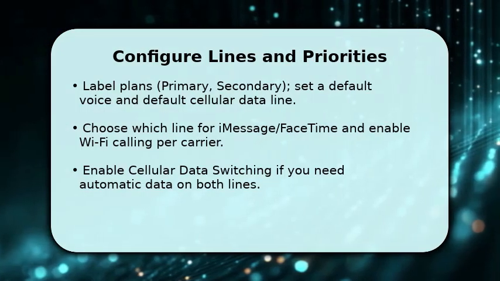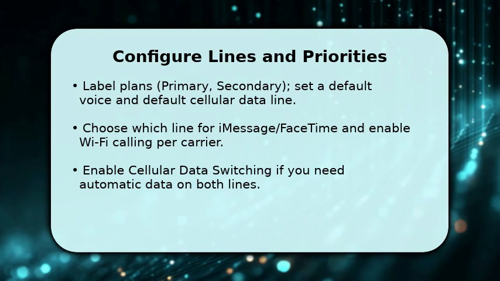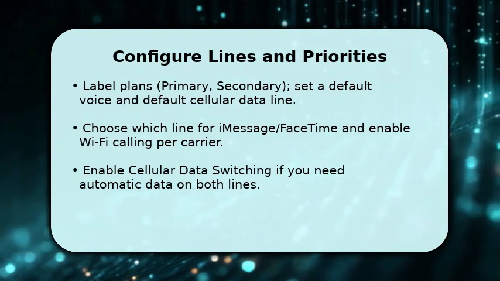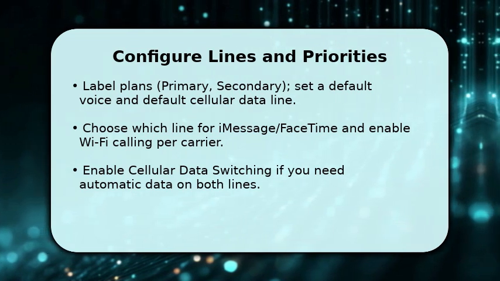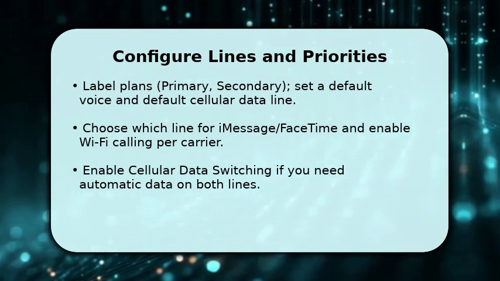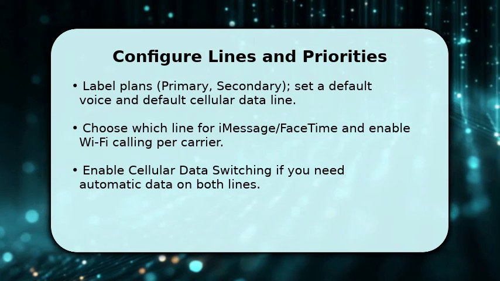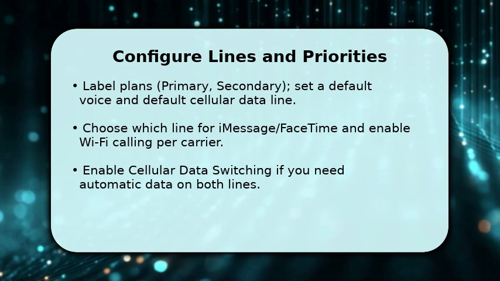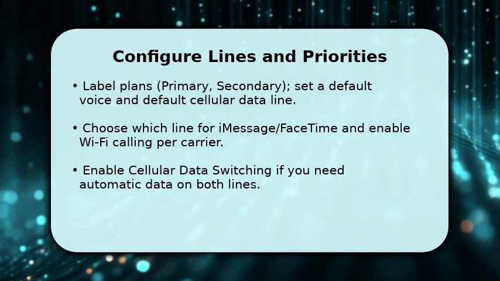Now configure how the two lines behave so you avoid surprises. You should label each plan in Settings, Cellular so you can tell them apart. Then choose your default voice line and which line handles cellular data. Make sure iMessage and FaceTime are assigned to the right number, and enable Wi-Fi calling if your carrier supports it.